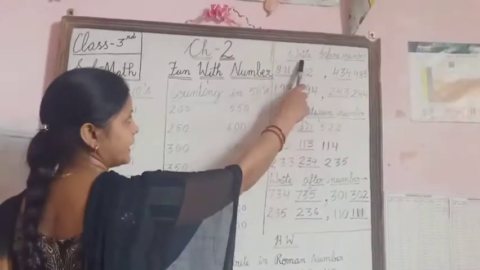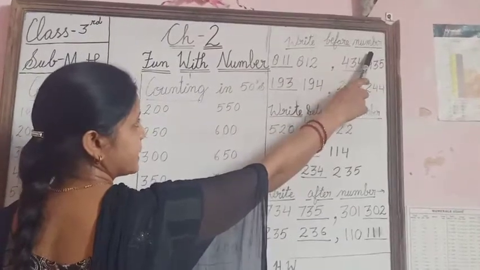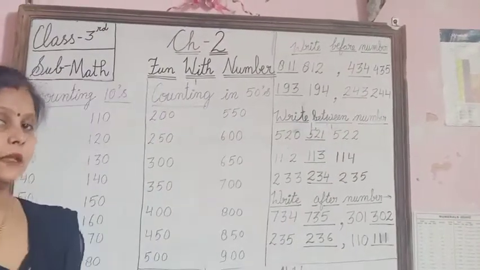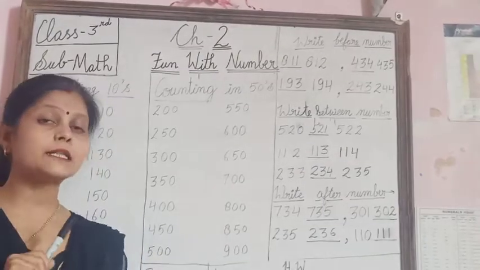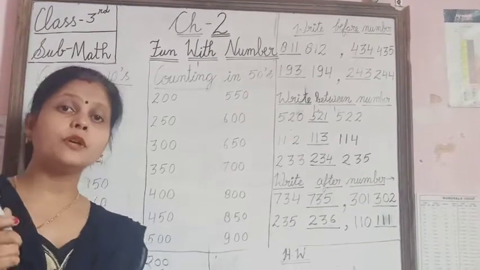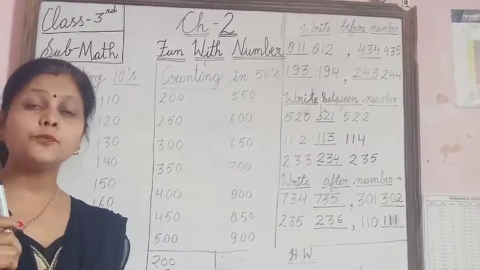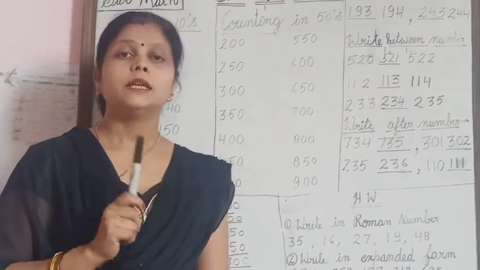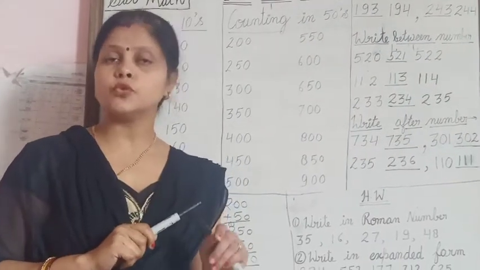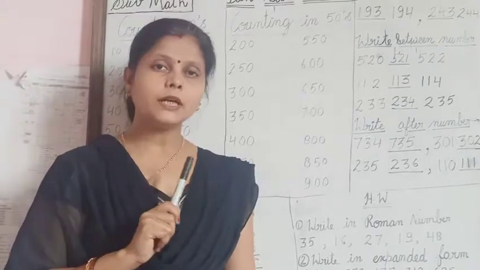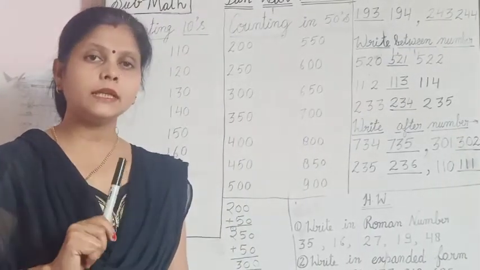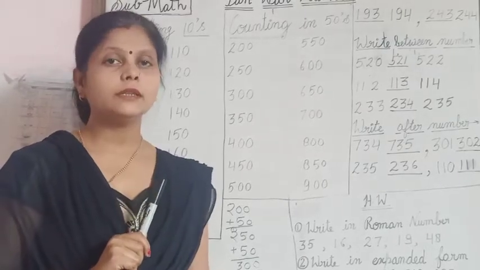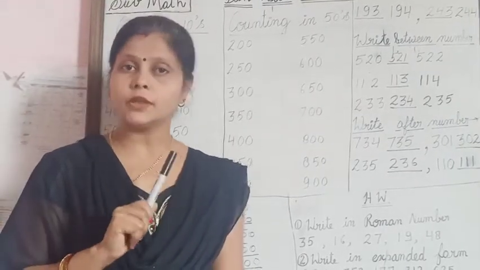Now write before numbers. Before numbers means that when you count 1, 2, 3, 4, and anyone asks you, 5's before number is 4, and 4's before number is 3, and 3's before number is 2. But you have a second method. If you have any confusion, then subtract 1 from the number you want.